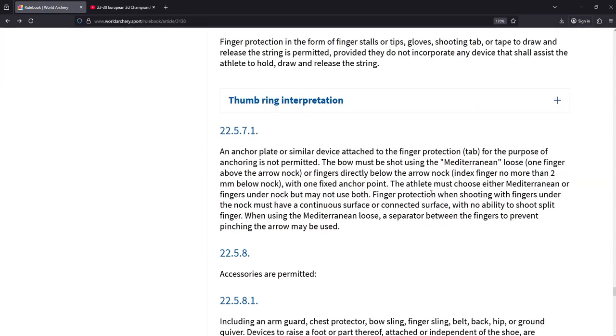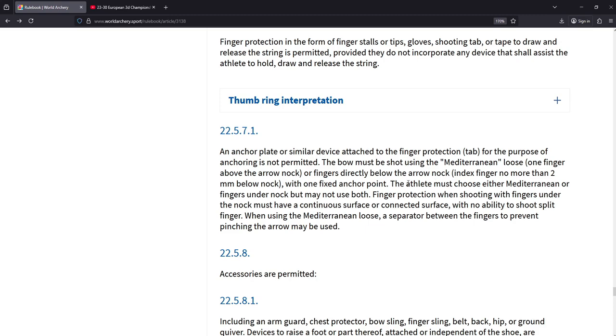22.571, the anchor plate should not have anything basically to help it. So there's no tool on the glove or tab which can be used to help anchor. So nothing which sticks out, nothing which can help you find a reference point.